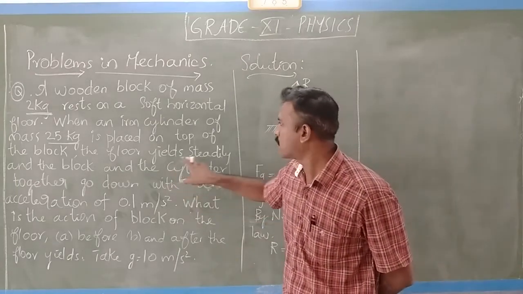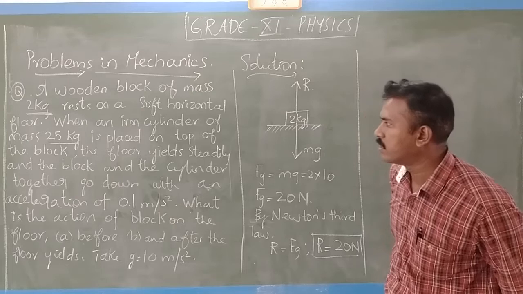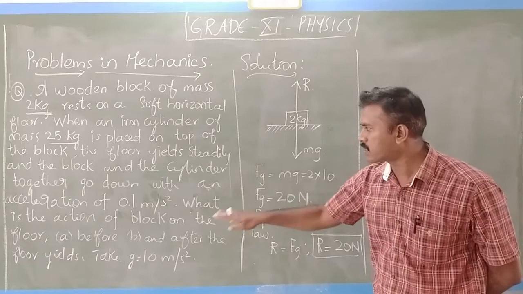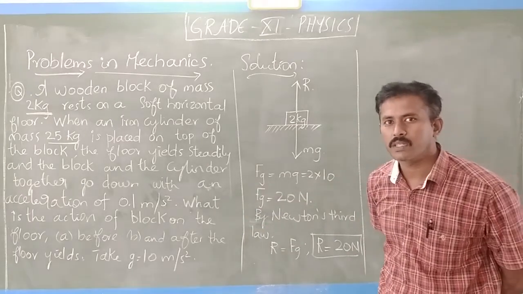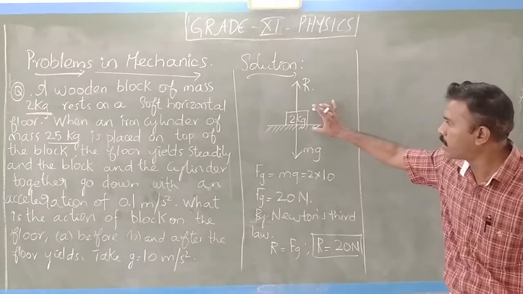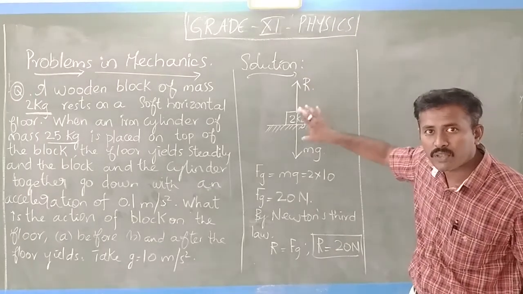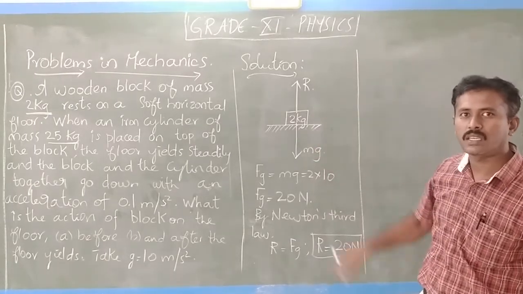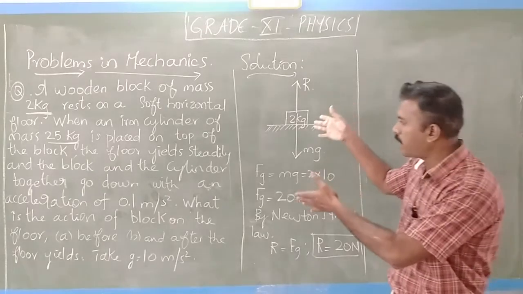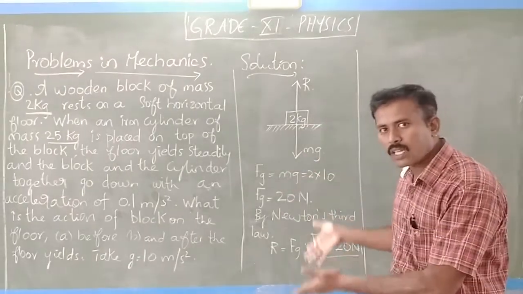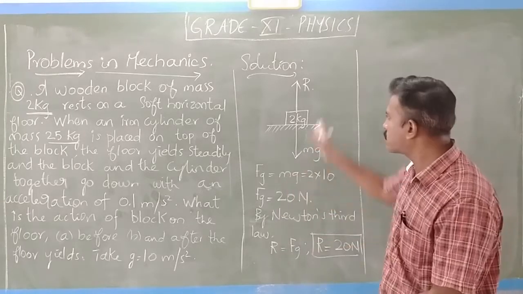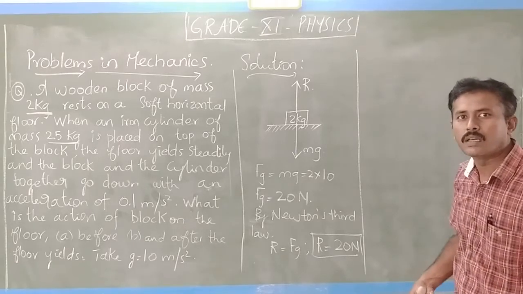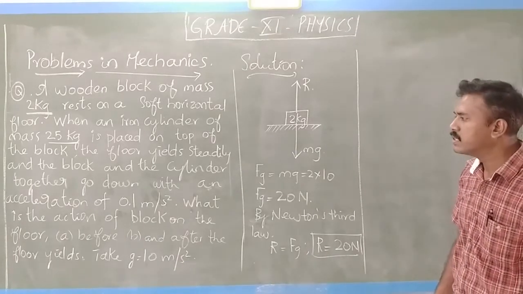An iron cylinder of mass 25 kg is placed on the top of this block. The floor yields steadily and the block and the cylinder together go down with an acceleration of 0.1 meter per second squared. So when I place this 25 kg on this 2 kg, what happens is, due to this weight, the floor yields steadily and the total system is accelerated towards the ground and goes down with an acceleration of 0.1 meter per second squared.